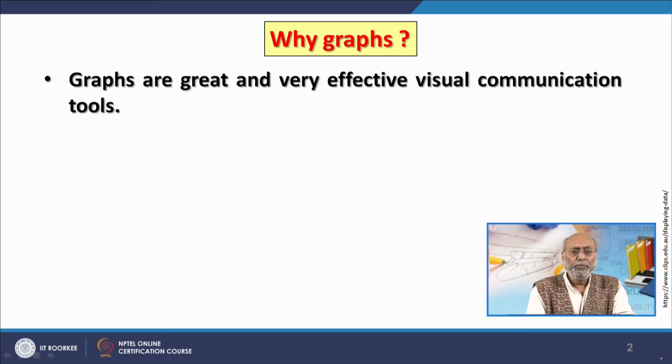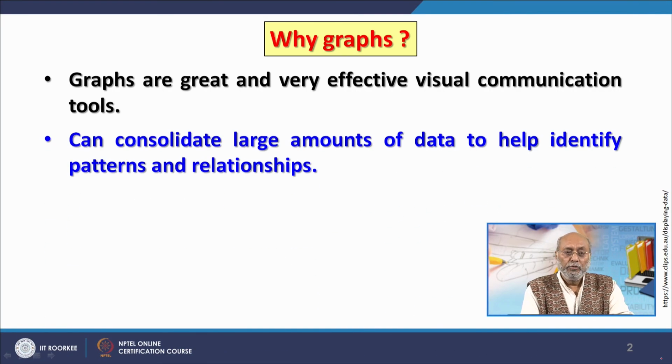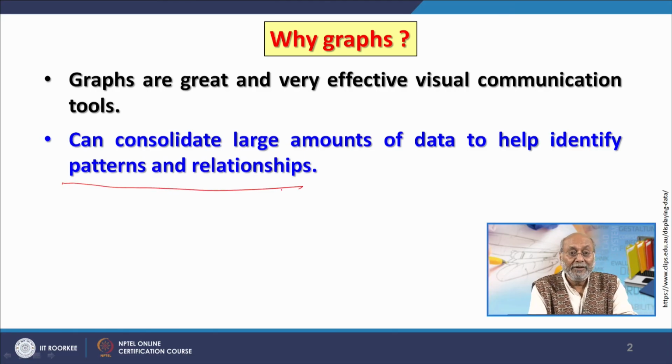A common word used here is graphs, which also includes figures, charts, plots and other things. These are very effective visual communication tools, and a lot of digital tools are available nowadays, so there is no problem converting your data into graphs or charts. This can consolidate a large amount of data to help identify pattern and relationship. Pattern and relationship can be easily understood if we do the plotting.